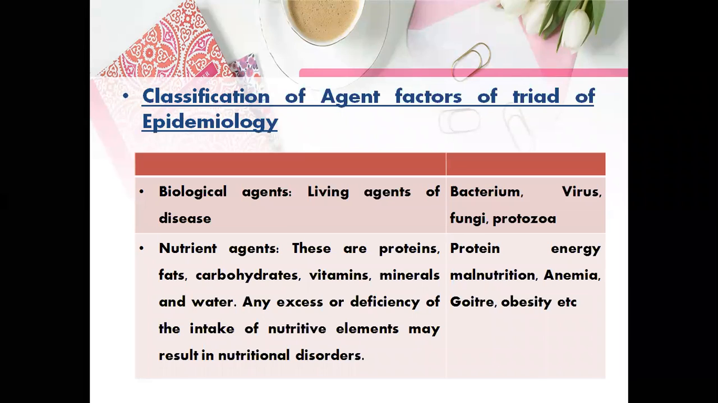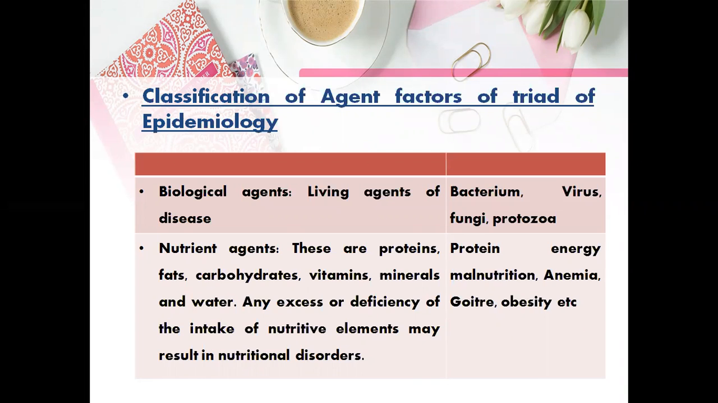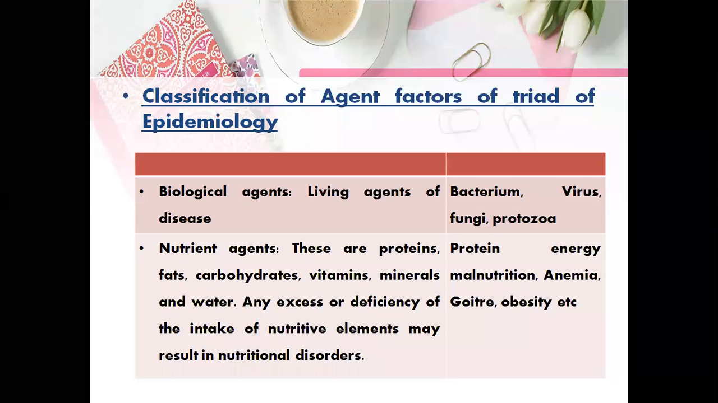Some examples I have given: protein energy malnutrition. This happens because the person is not taking an adequate amount of proteins and carbohydrates. Because of that, the person becomes malnourished. Anemia also, why does it happen? Because of lack of hemoglobin. And this hemoglobin, from where will we get it? We get it from the green leafy vegetables. Because of lack of those, the patient will have anemia.